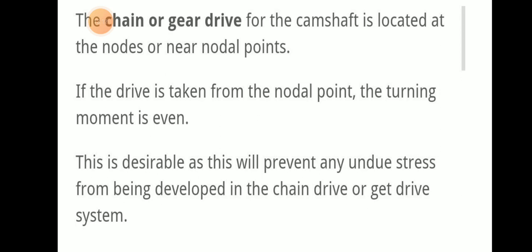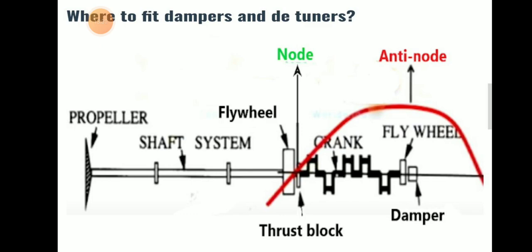Chain or gear drive for a camshaft is also located at the node or near the nodal point. If the drive is taken from the nodal point, the turning moment is even. This is desirable as this will prevent any undue stress from being developed in the chain drive and keep the drive system healthy.